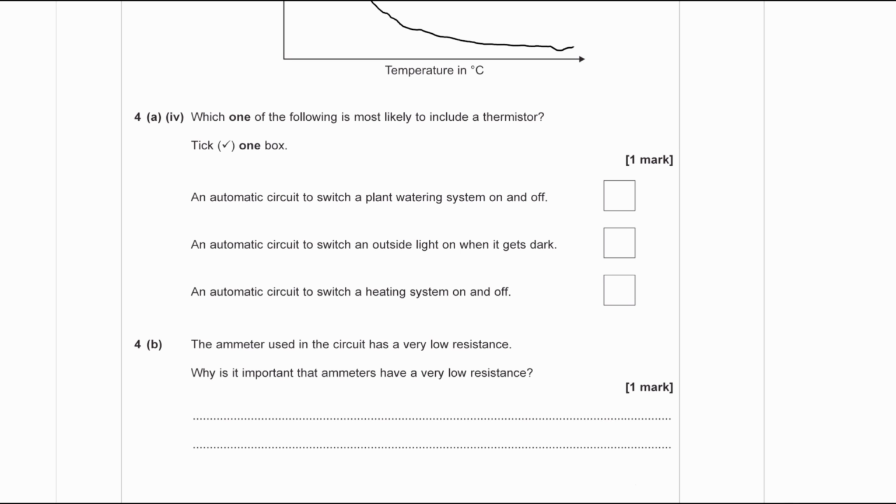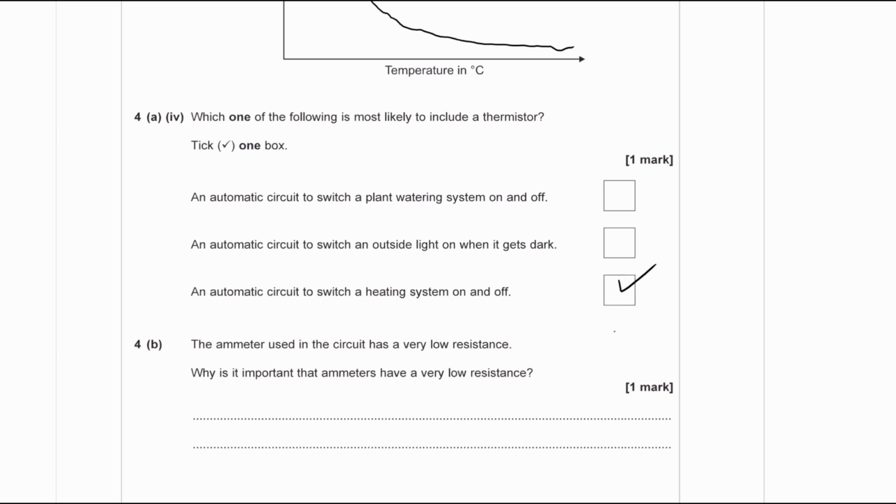Now, obviously, only one of those is actually directly related to temperature, because to switch a plant watering system on and off, you're going to want to sense the water, not the temperature. The light, you might think that that's sort of related to temperature, but not always. Sometimes, when it's dark, it could be really cold, or sometimes it could be really warm, so it's not direct. But a heating system, that completely depends on the temperature. When it's cold, you want the heating on. When it's hot, you want the heating off. And so that's why we're going to use a thermistor.